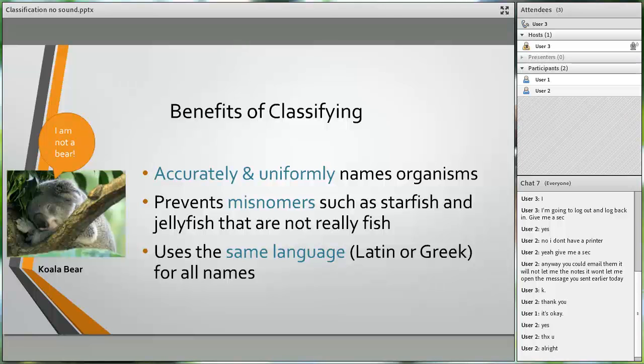And the reason that we want to classify things is because it gives names to organisms that are accurate and uniform. It prevents misnomers, such as some of our common names that make it sound like something they're not really, like a koala bear is not a bear, or a starfish or a jellyfish are not fish. So the names that we give them are based in Latin and they're descriptive words.